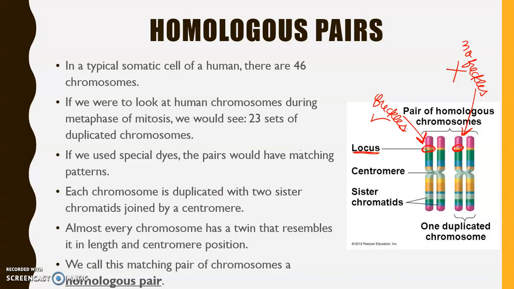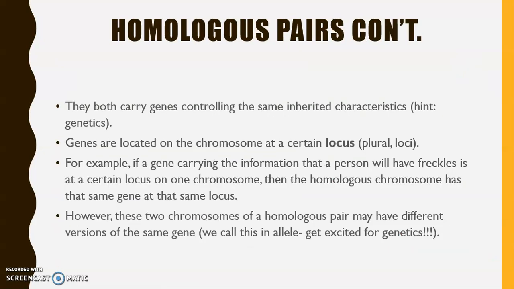Or another example might be that this one, let's maybe use this blue one down here. Maybe this blue one says that you're going to have blue eyes. And this one over here says that you're going to have brown eyes. Right? That's still the same gene at the same location, at the same loci. They just have different information in there. One says blue eyes, one says brown eyes. So hopefully that makes a little bit of sense. And I think that's everything that I wanted to say on this slide.